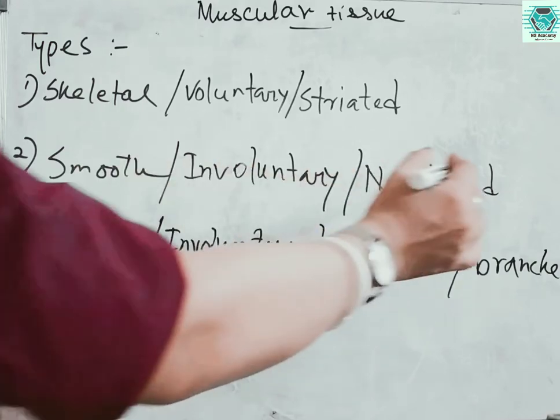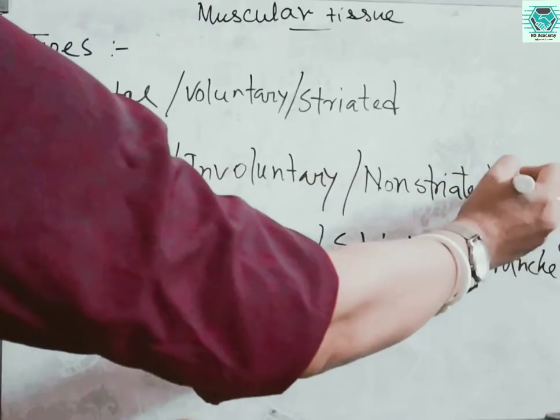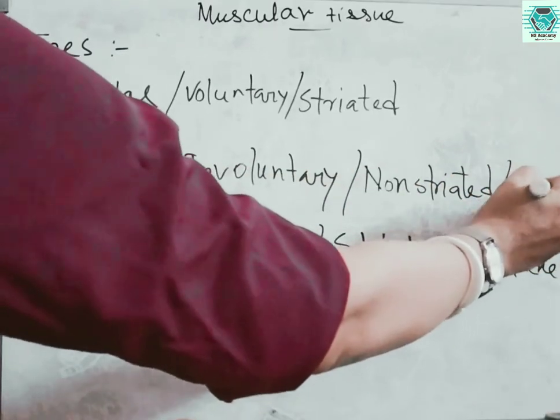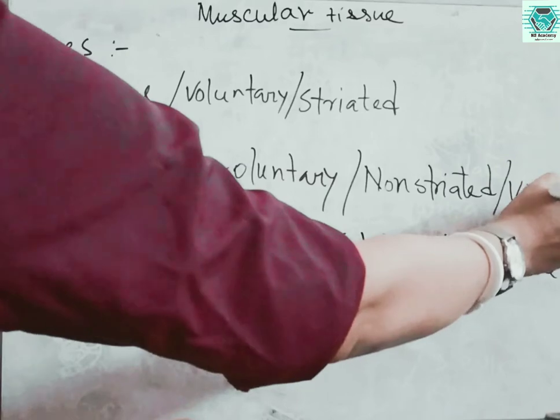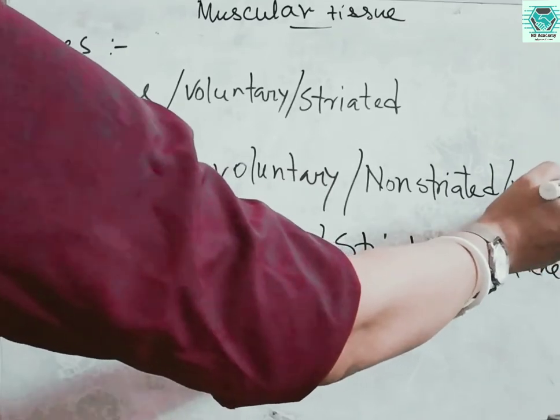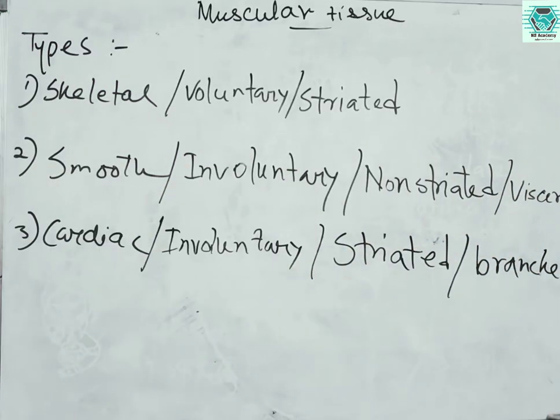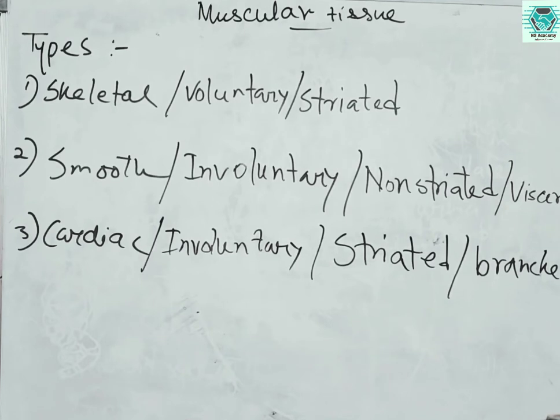The smooth muscle is also known as visceral muscle, as the maximum of these muscles are present in our viscera. Now one by one we will go through the characteristics of the muscles.